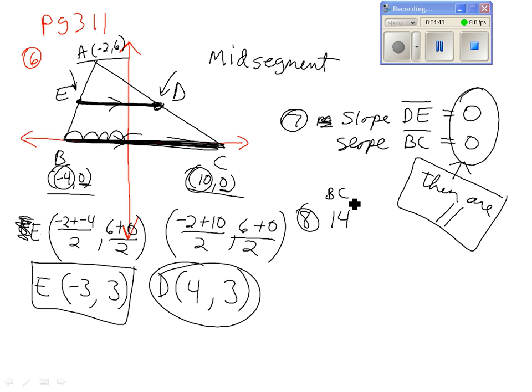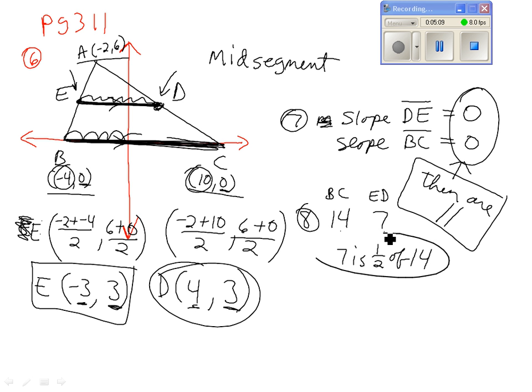And then to find ED, well, we found the coordinates of E and D. The 3's are the same. So we're going from -3 all the way over to 4. And if we were to count those spaces in there, you'd get 7. Well, 7 is half of 14. So that's what they wanted. They want us to show that this length is 7, which a mid-segment should be half of the side that it's parallel to in the triangle, and 7 is half of 14.